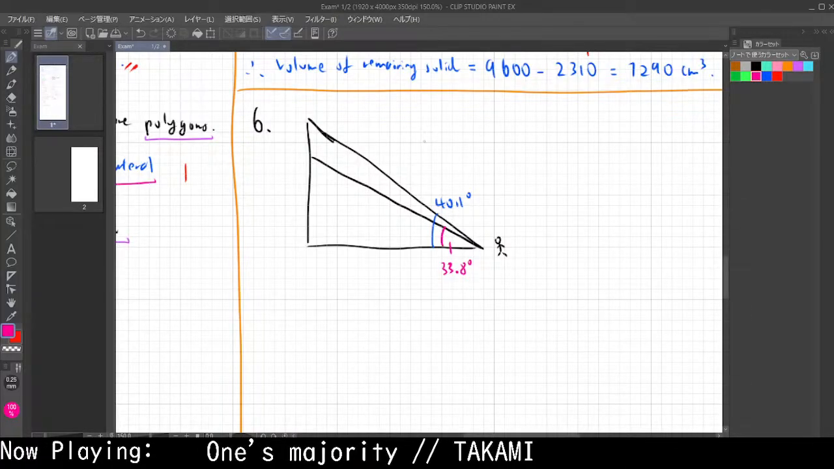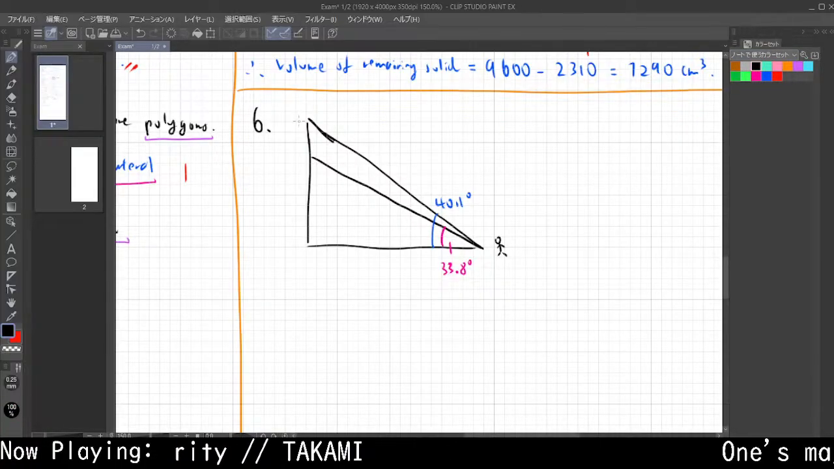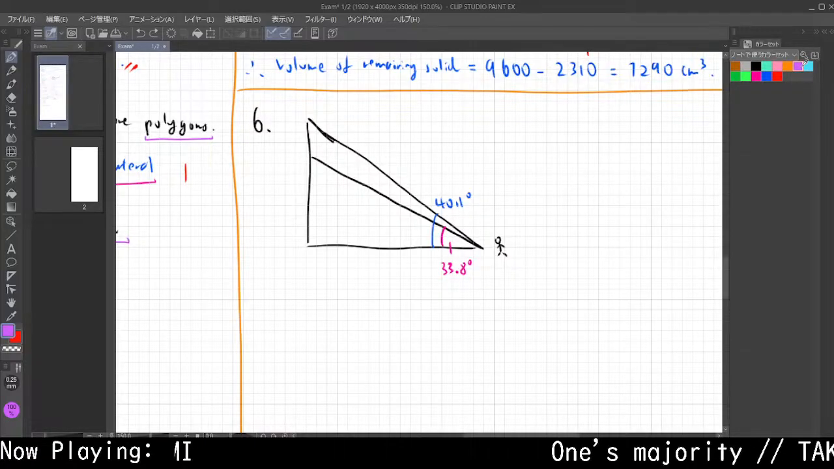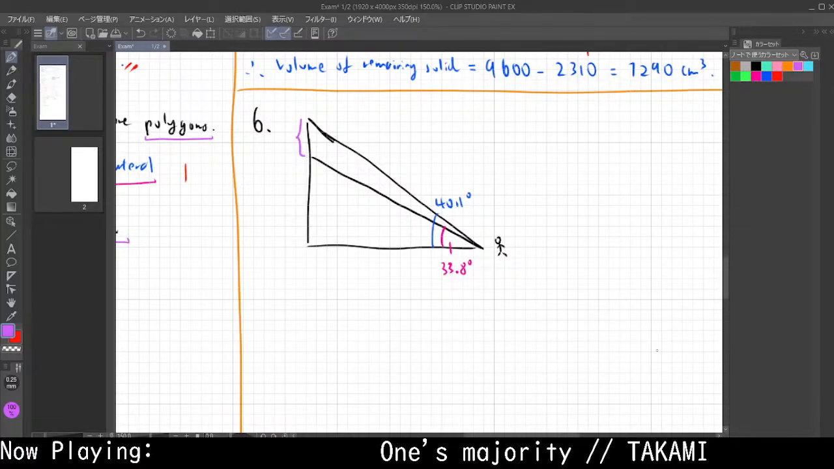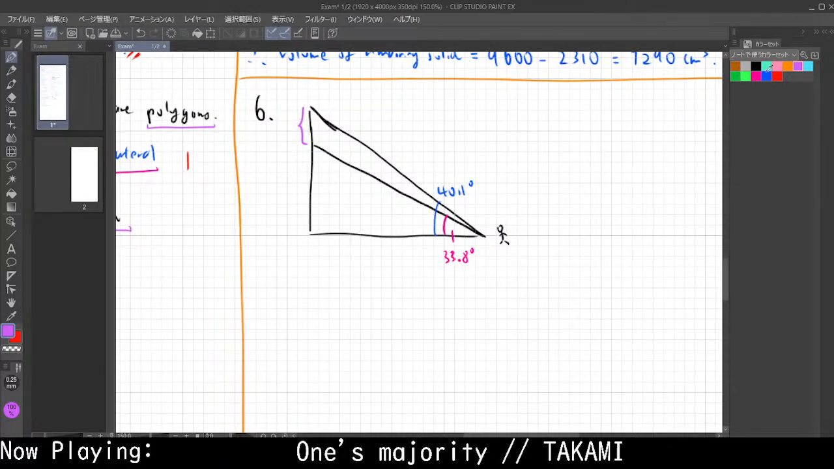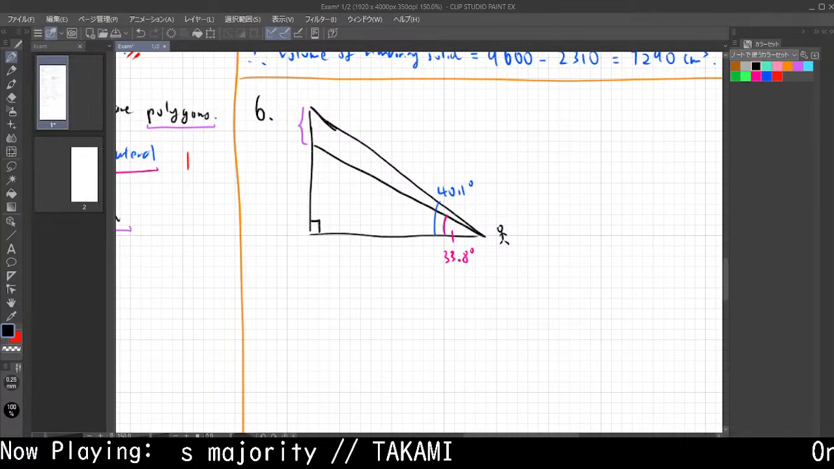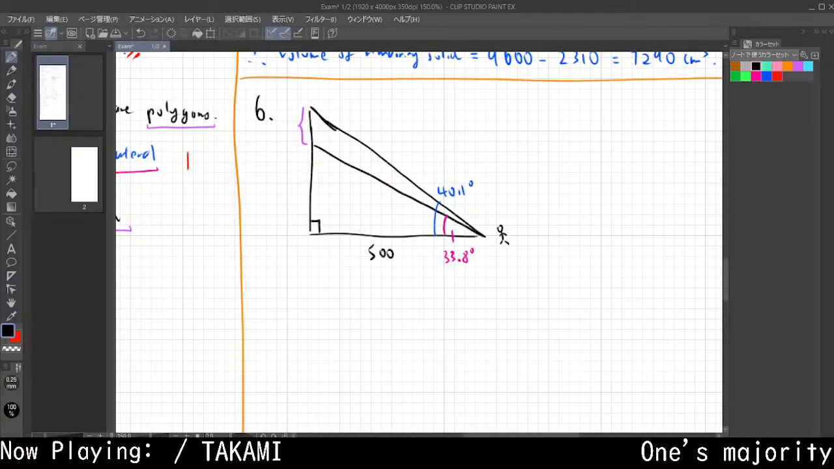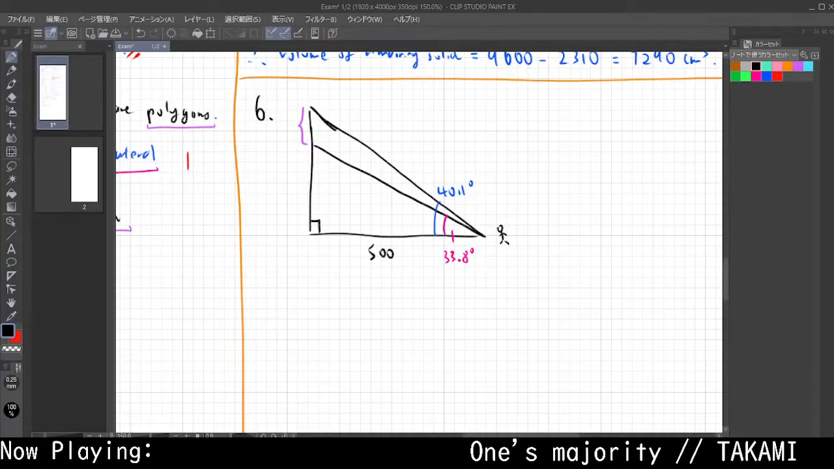So calculate antenna mast. The length that you want to calculate is this one over here. Let me use a different color. The one that you want to calculate is this one over here. So how do you do it? Since we assume that it is a right angle triangle like this, and we know that this length is 500 meters, maybe you can basically just use tangent.